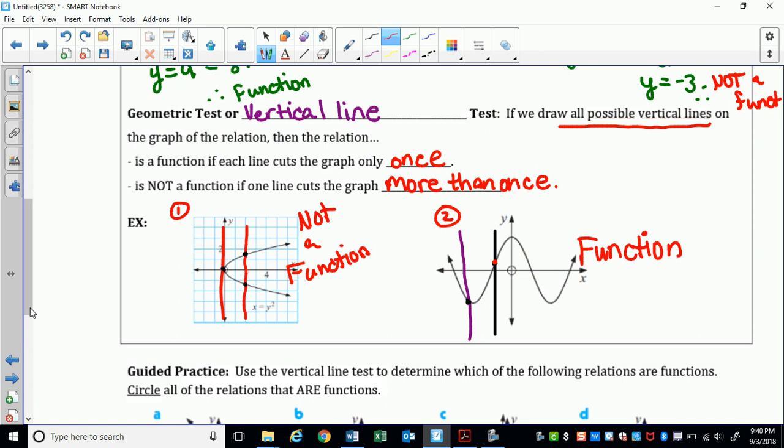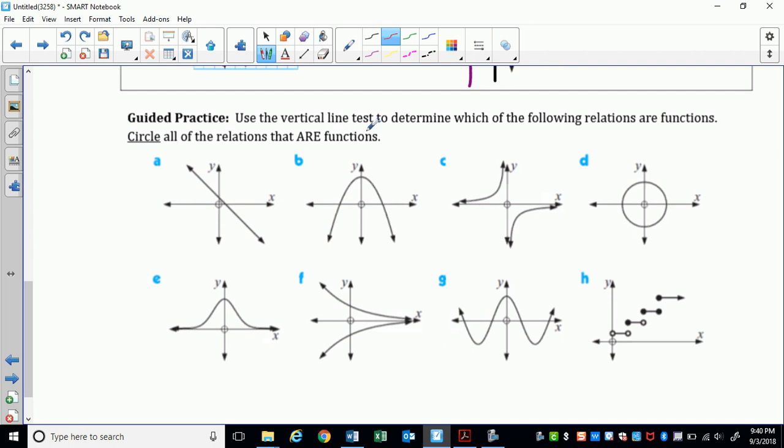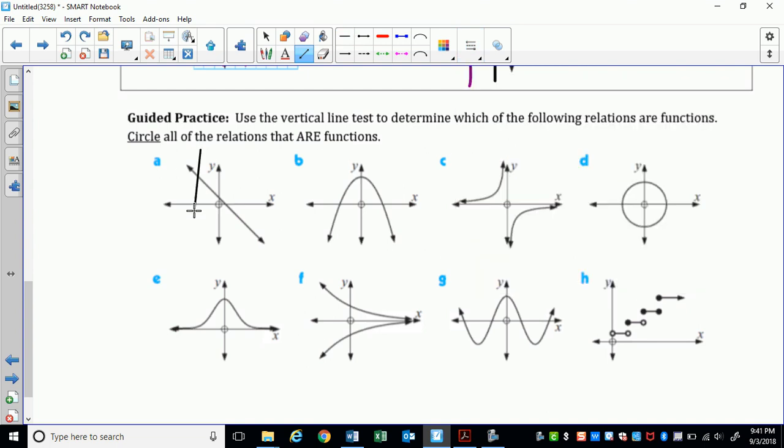All right, let's keep going. Let's do an example. Use the vertical line test to determine which of the following relations are functions. So I'm going to help you do a couple. Let's try this one, even though it looks pretty easy. Let's try this line right here.